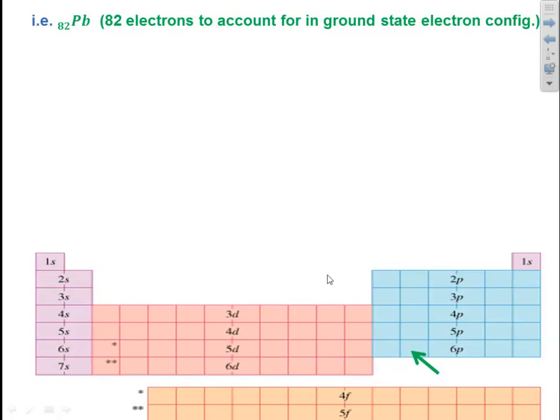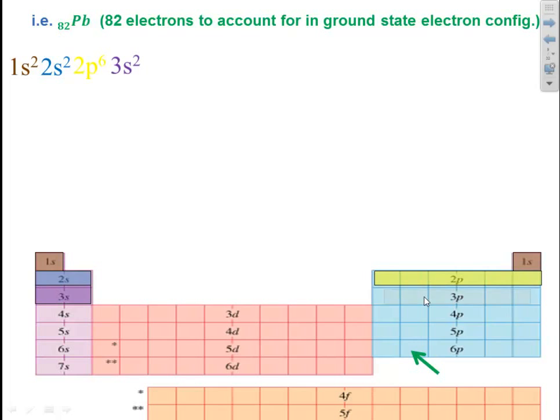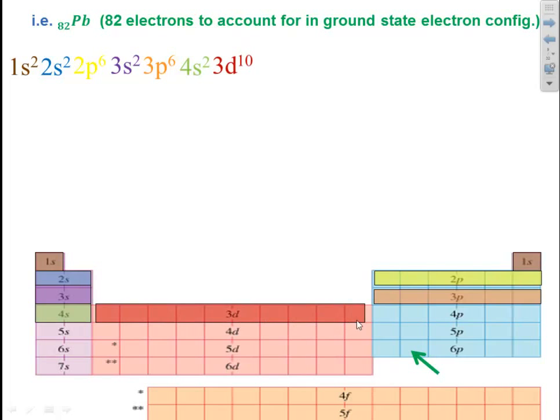Lead 82, way down here. 1s2, 2s2, 2p6, 3s2, 3p6, 4s2. Now remember, the D's are one less than the period it's in, so we start with 3d10 all the way through.